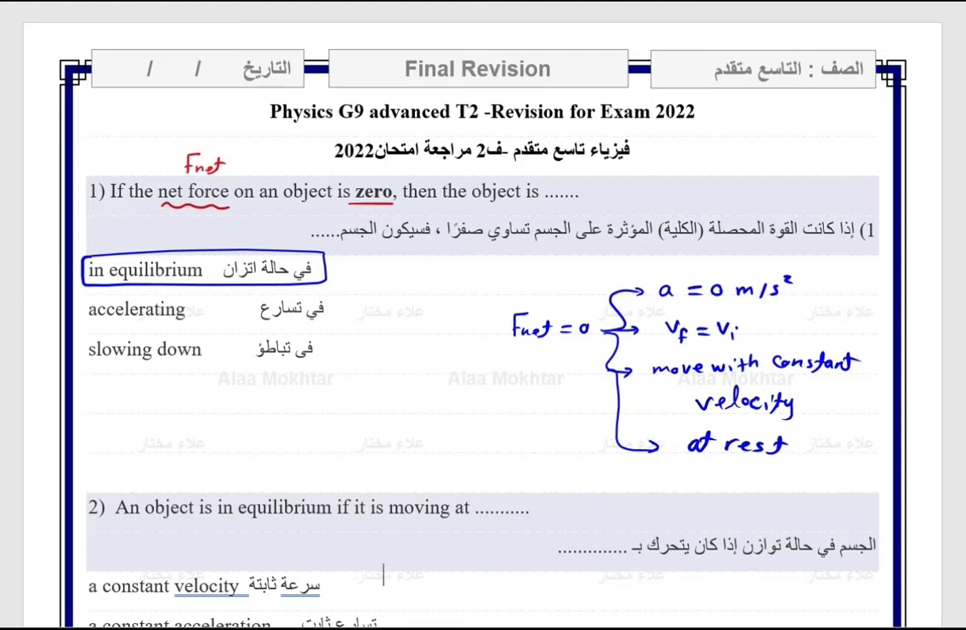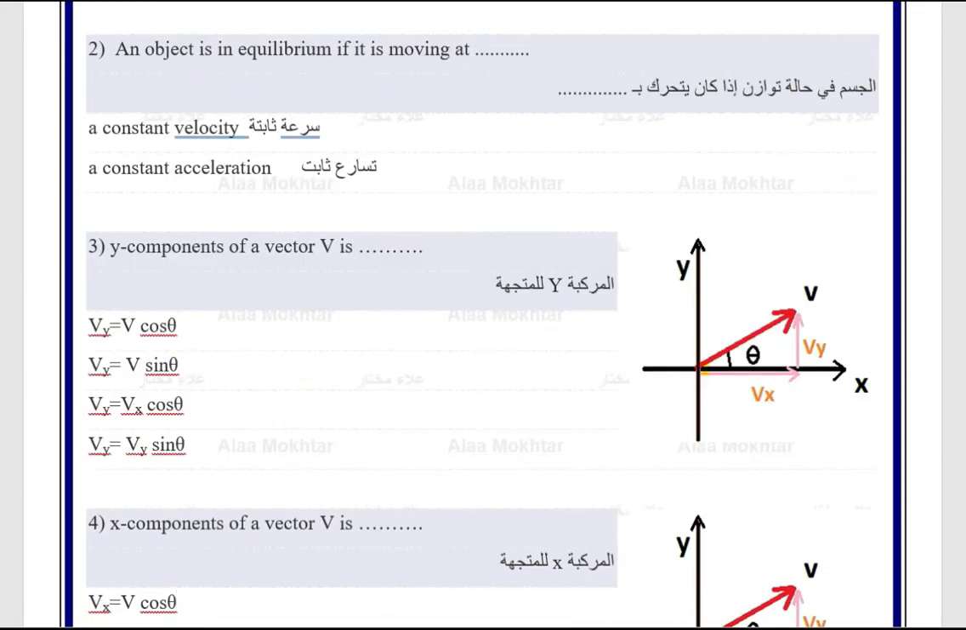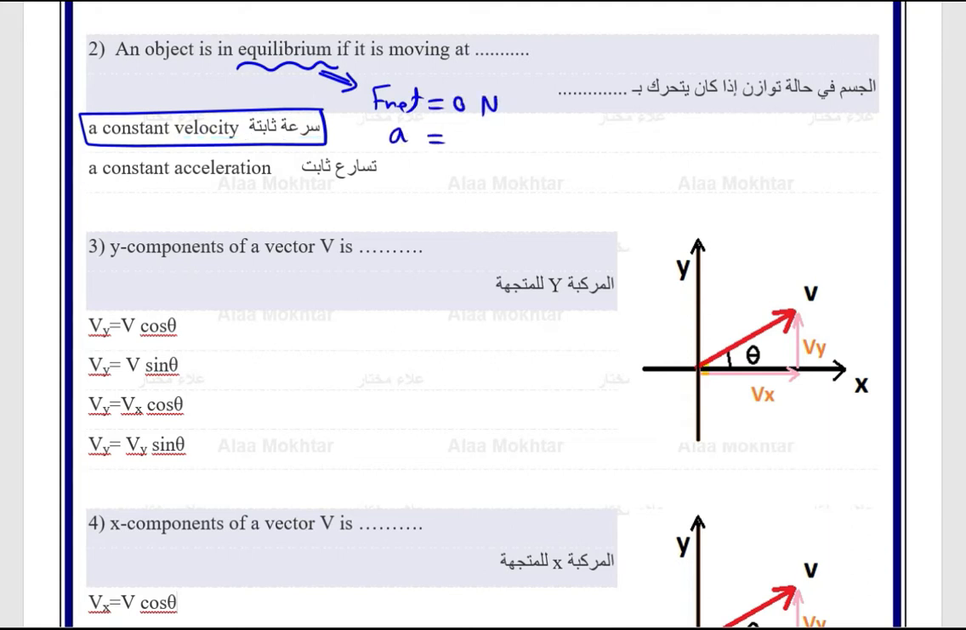The next question: an object in equilibrium, is it moving at a constant velocity or a constant acceleration? A constant velocity. In equilibrium, it means F net equals 0 Newton. It means acceleration equals 0 meter per second squared. It means V is constant. What else? I don't remember what else.